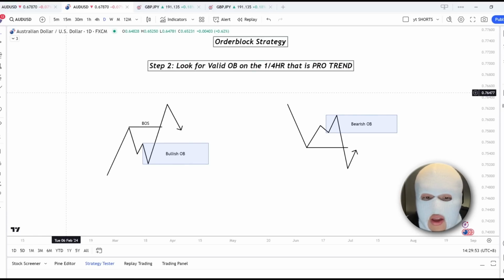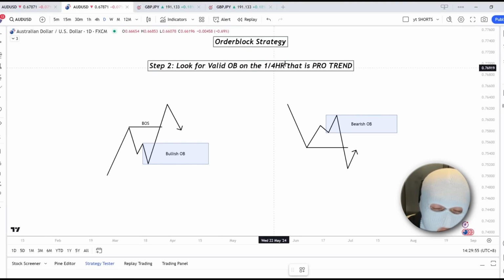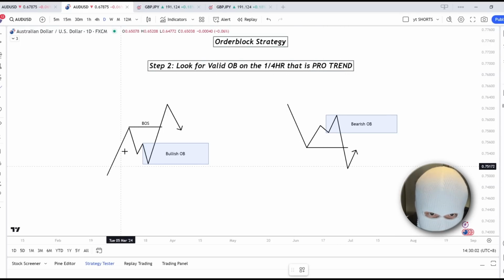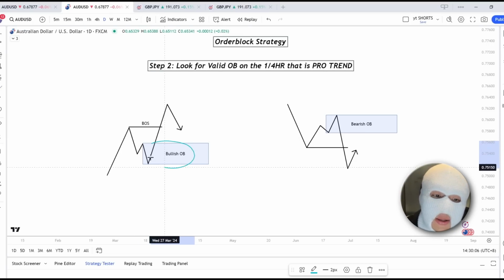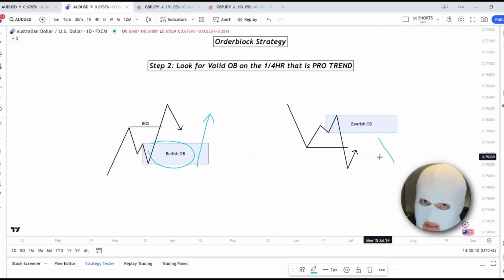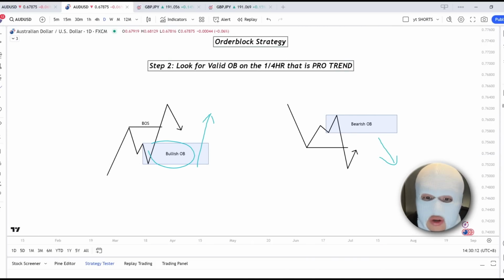Step 2. Look for a valid order block on the 1 hour or 4 hour time frame that is pro-trend or in line with the trend. If you're in a bullish market, bullish order blocks are pro-trend as you are looking to buy along with the bullish market. The opposite is true for the bearish order block in a downtrend. Now, we've already gone through the 3 criteria earlier in the video. If you're not yet familiar with it, go back and replay that portion of the video. After you've spotted your order block, we move on to the next step.